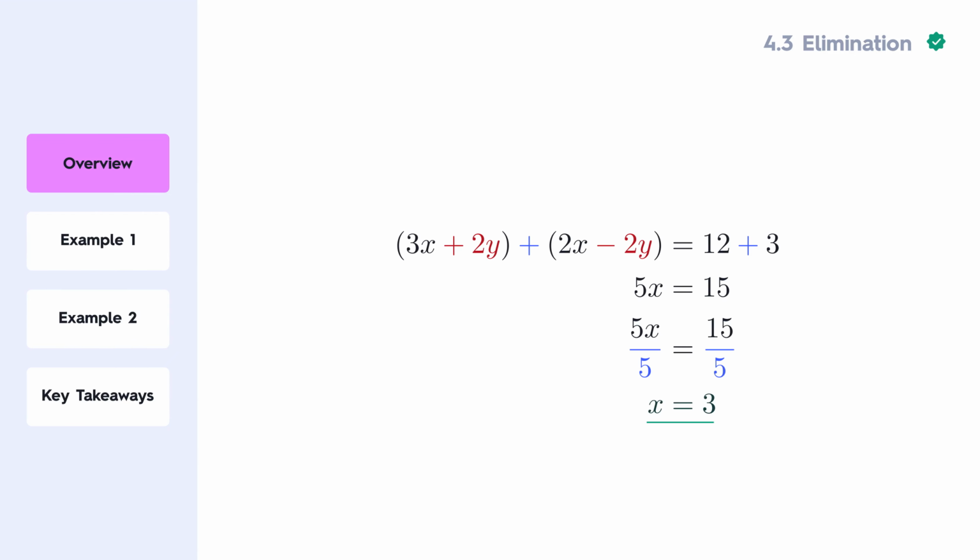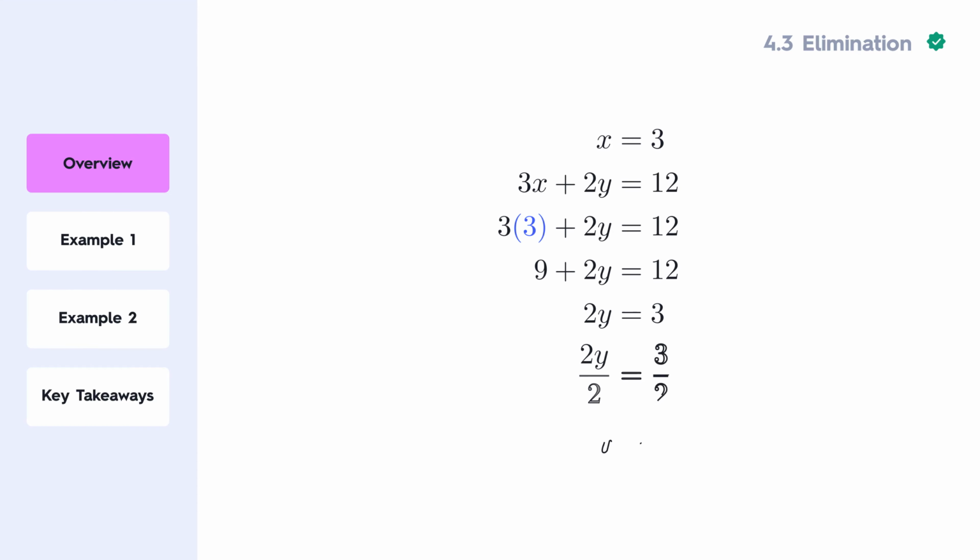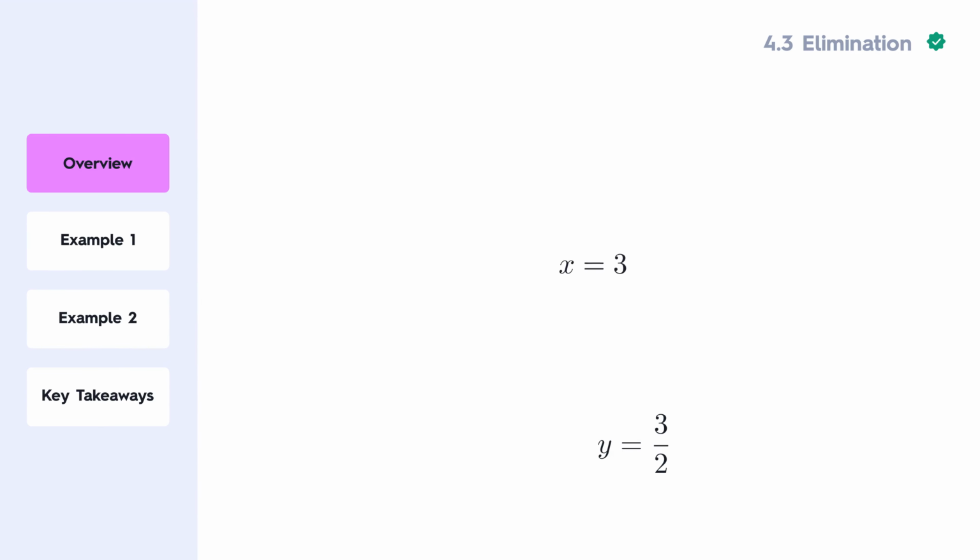Now that we know x equals 3, we substitute this value back into one of the original equations to solve for y. Let's substitute it into the first equation. That's the elimination method. By eliminating one variable, we simplify the system to find the solution more easily. In this case, our solution is x equals 3 and y equals 3 over 2. Next, we'll work through some examples together to practice this method.